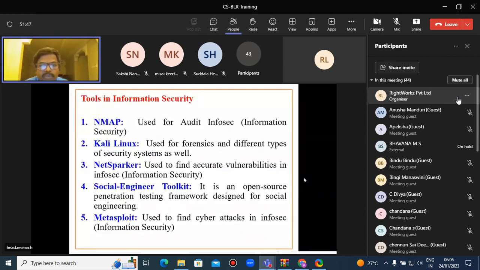And the tools in information security: Nmap, used to audit information security, and Kali Linux, a tool used for forensics and different types of security systems as well. Netsparker is used to find accurate vulnerabilities in information security. Social Engineer Toolkit is an open source penetration testing framework designed for social engineering. Metasploit is used to find cyber attacks in information security.